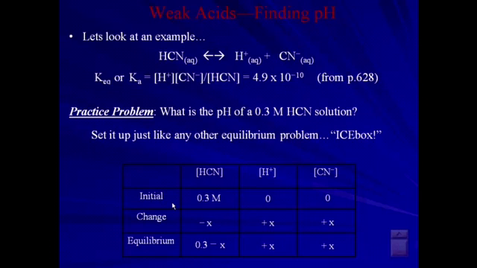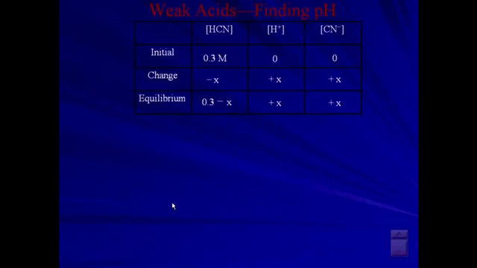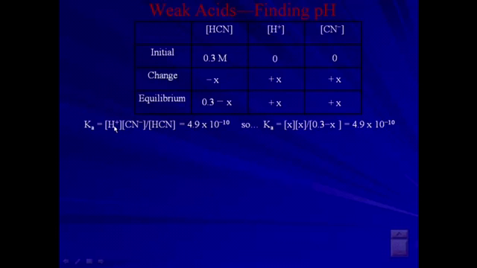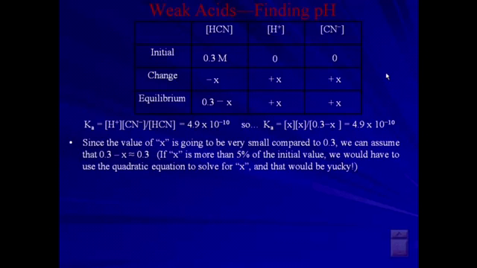Now remember, Ka is at equilibrium. So you have your Ka value. You need to plug in your equilibrium expressions like this. Let's see, here's your ice table again. Remember, this is what your Ka is equal to, right? So now you just plug in the products. Here's your product. Those were both x's, so this is x squared divided by 0.3 minus x. And this is your Ka value. So we're going to solve for that x value. It says since the value of x is going to be very small compared to 0.3, we can assume that 0.3 minus x is about 0.3.